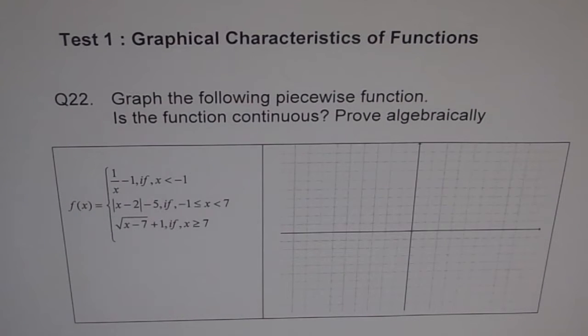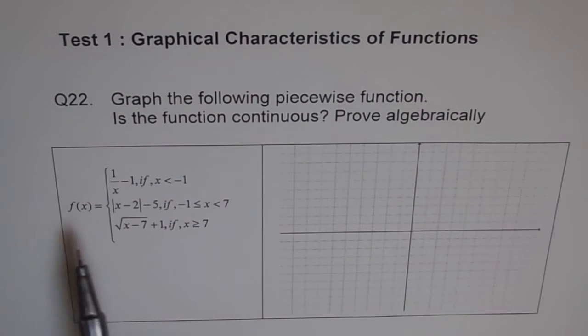Here's a very interesting piecewise function. Question 22. Graph the following piecewise function. Is the function continuous? Prove algebraically. There are all parts in it, right? I'd like you to make a note of this, sketch the graph, answer your question, okay? And then move on with the video to see the solution.